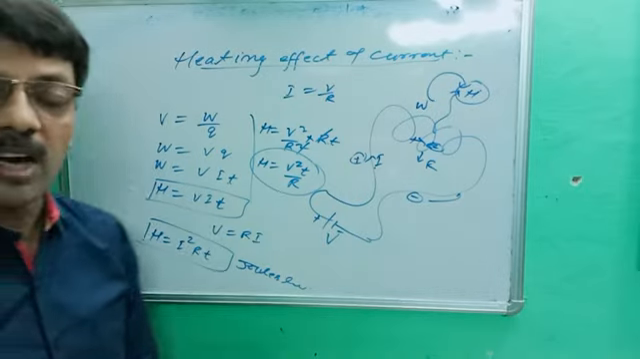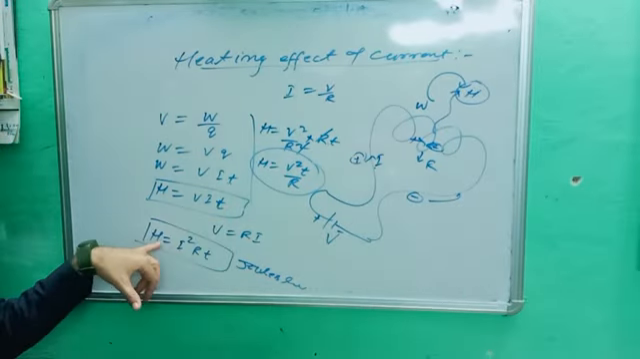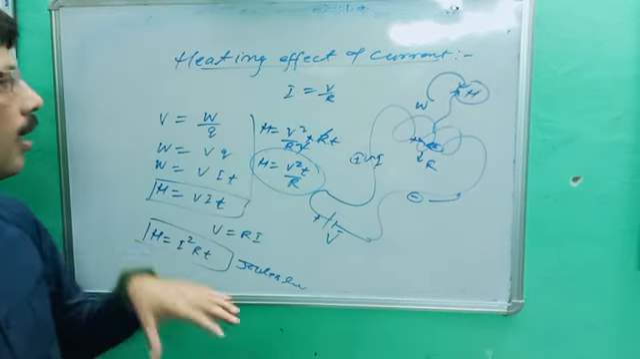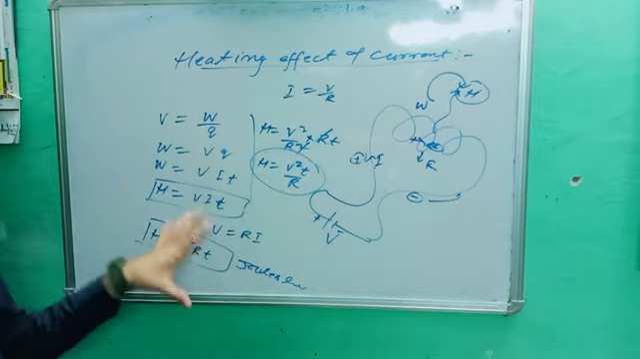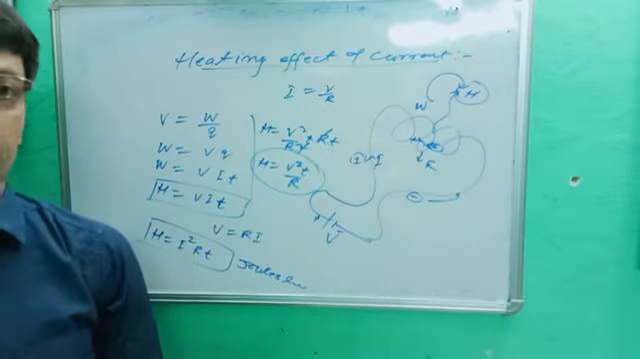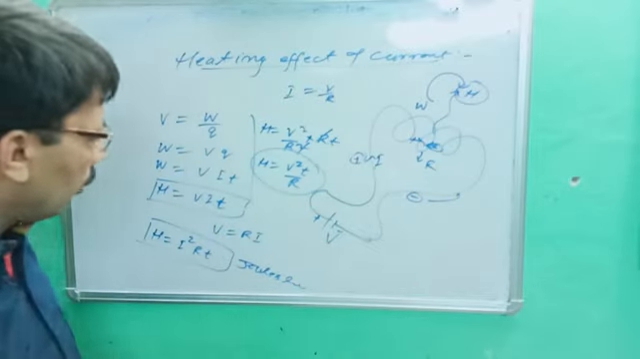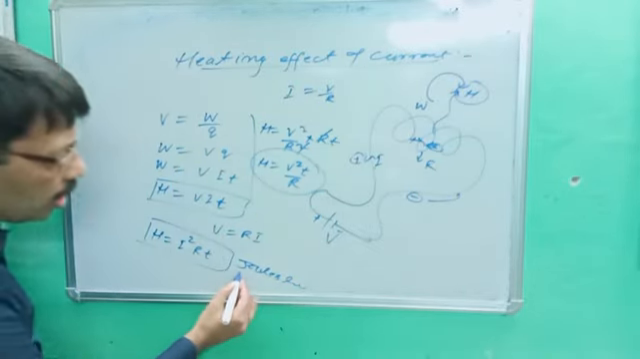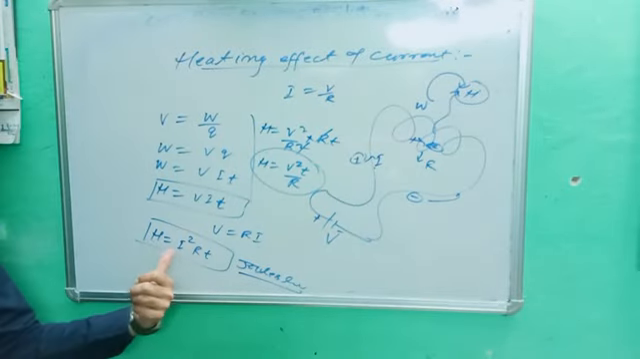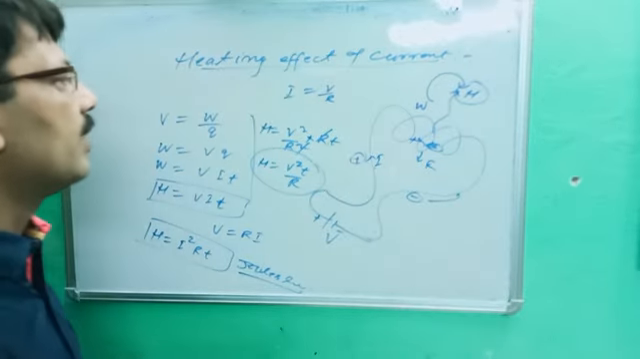So we are getting three formulas: H is equal to VIT, H is equal to I square RT, and H is equal to V square T upon R. This phenomenon is called the heating effect of electric current. This is a very, very important point. According to need you have to use the formula, but keep in mind that H is equal to I square RT is called Joule's law of heating effect.